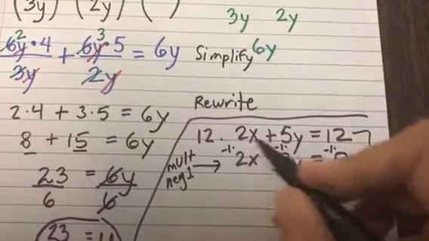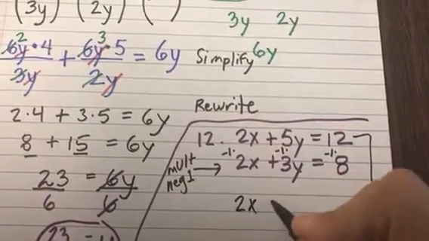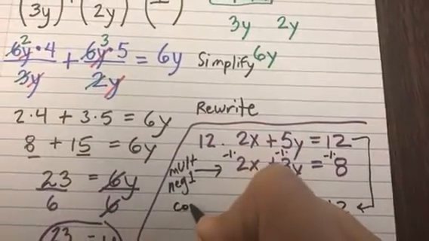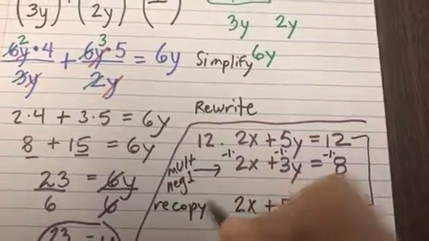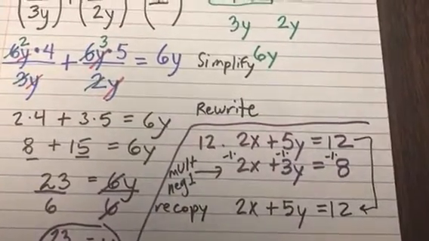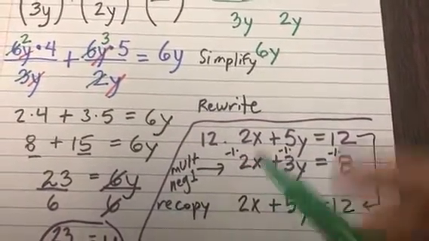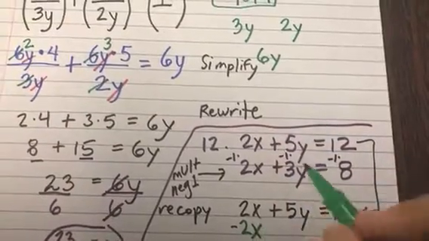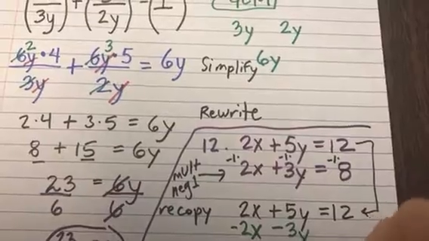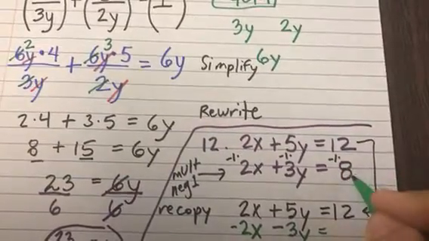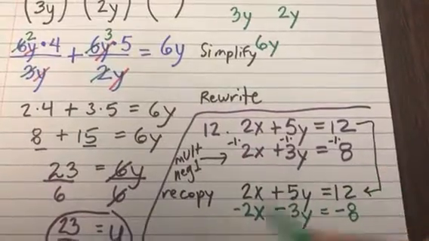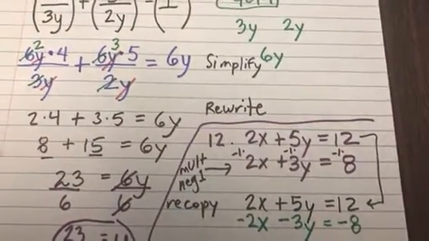But first I'm just going to recopy the top line again. 2x plus 5y is 12. That was just a recopy. The next line I'm going to multiply by negative 1. So that was negative 1 times 2x is negative 2x. Negative 1 times 3y would be minus 3y. Negative 1 times 8 is a negative 8. Notice it changed the sign of every term we had.